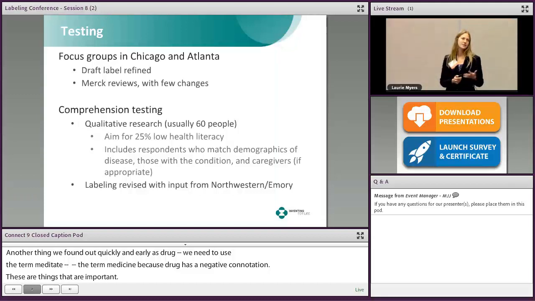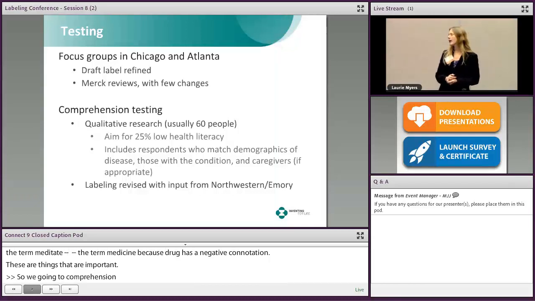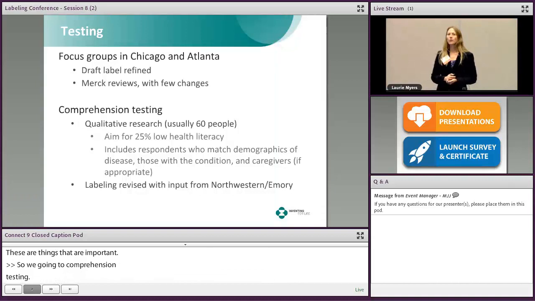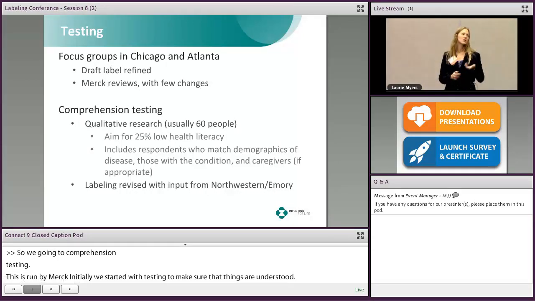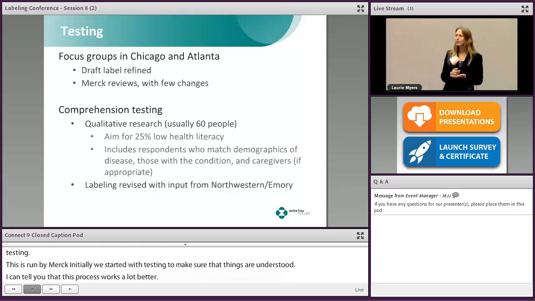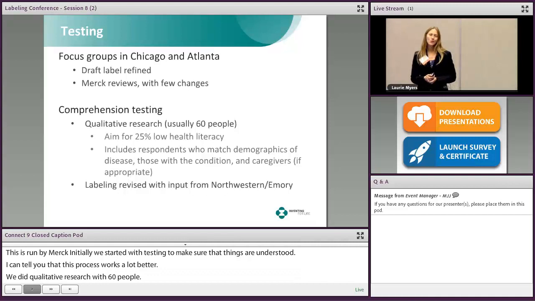So then we go into comprehension testing, and this is run by Merck. And this is where we all kind of used to start initially with our testing and make sure that things were understood here. I can tell you this process works a lot better. So we do qualitative research. We do that with about 60 people. We used to actually do about 100 before this whole process, but we found that at this point, we're really just tweaking because the rest of it has gotten us to a place that's very good, if we even need to tweak it at this point.